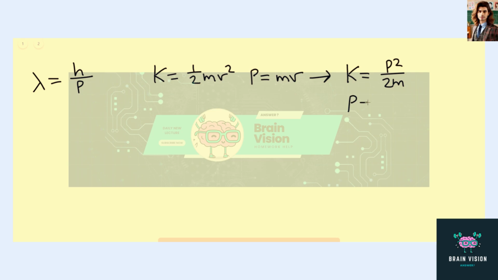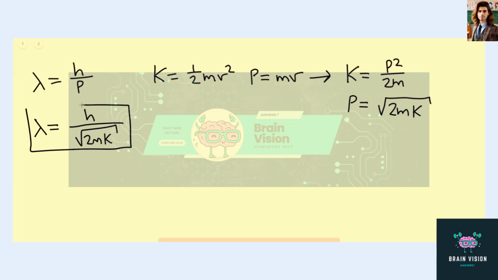And in one more step, we can then express p, momentum, in terms of kinetic energy and mass. p is equal to the square root of 2mK. So we can take this momentum and plug it into our definition for de Broglie wavelength. We get h over the square root of 2mK. So that's our expression involving m and K.